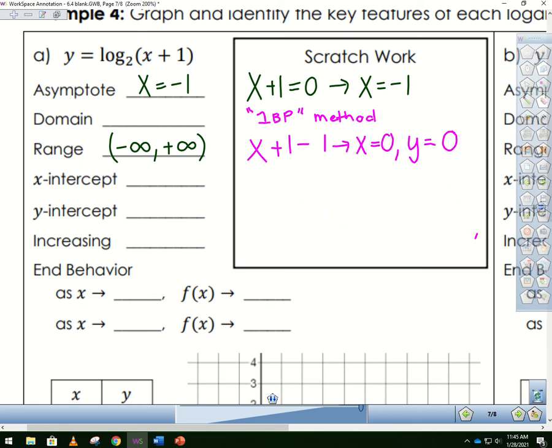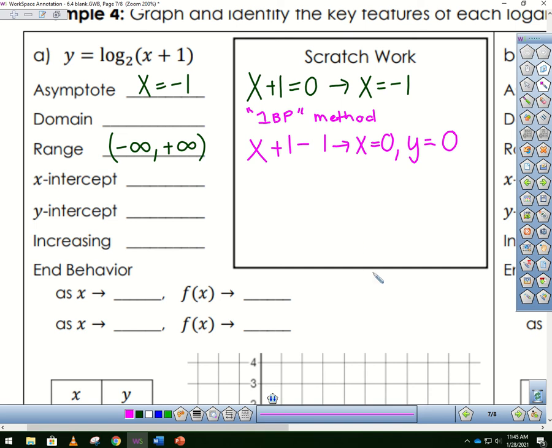So we got our first ordered pair, 0, 0. You guys see that? So now we're going to do the next one. That should be an equal sign.